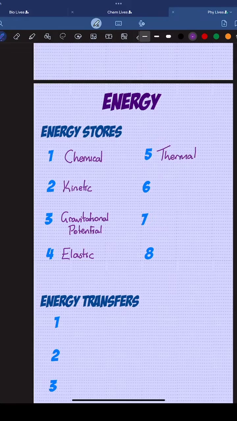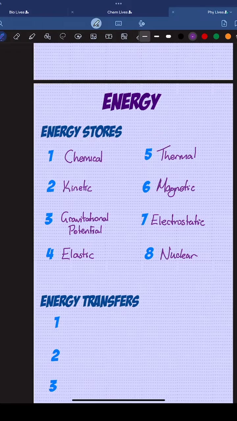Electromagnetic is not a type of energy store. No, it's not. So we've got 3 more. What do we have? Let me see comments, see if there's any others that I've missed out. We've got magnetic, that's another one. And we've got 2 more. Electrostatic, yes. And last one, yes. Well done, guys. Last one is nuclear. Okay, so all 8, those are the 8 energy stores that you need to know.